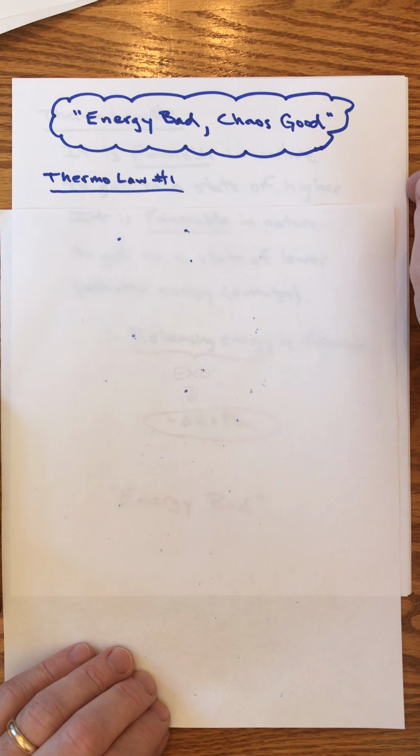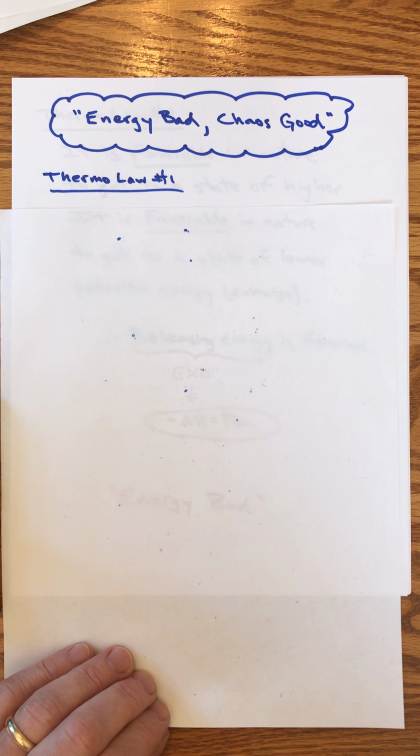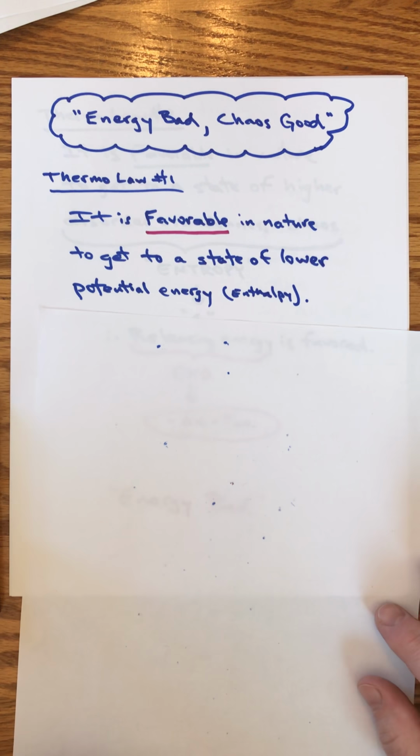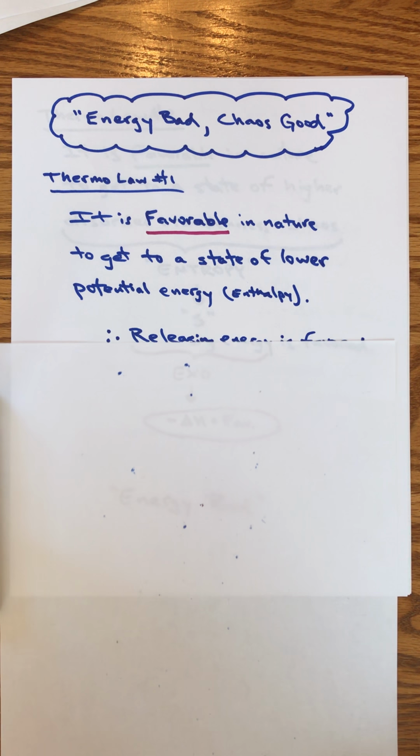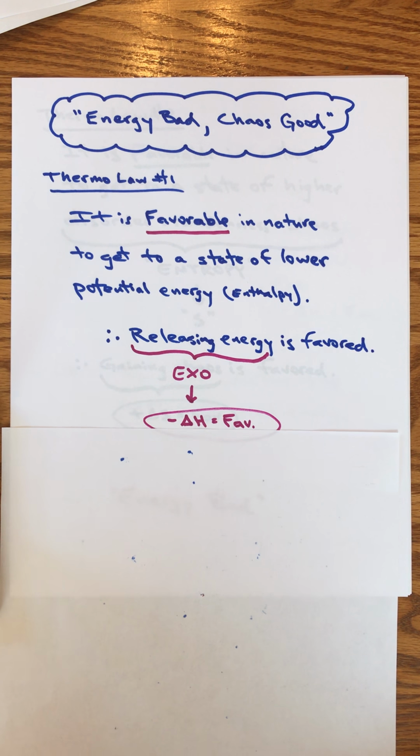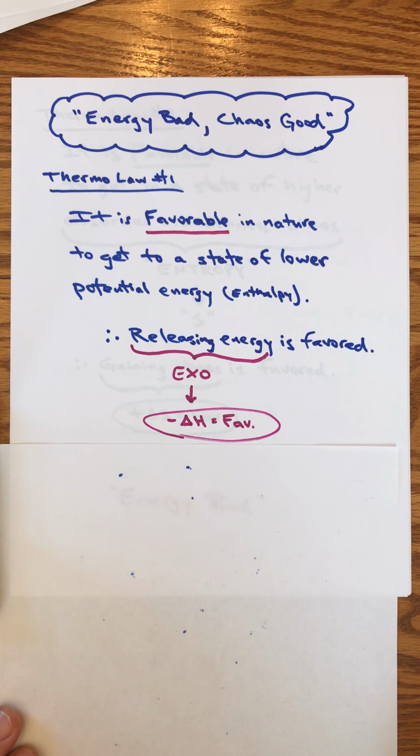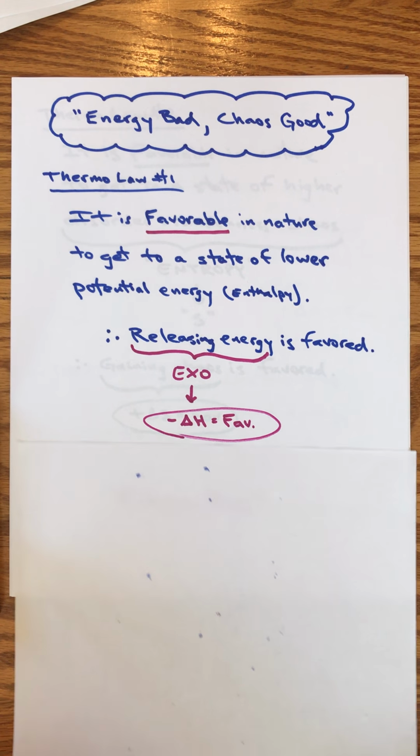So the first law of thermodynamics refers to enthalpy changes, potential energy changes. And it says something like, it is favorable in nature to get to a state of lower potential energy. So you don't put your bowling ball on top of the refrigerator. That's not a good place to store it. Eventually it's going to fall down and hit you in the head. It is favorable to release energy. Exothermic processes are favored in nature. Negative delta H is favorable. Okay, so that's law number 1.